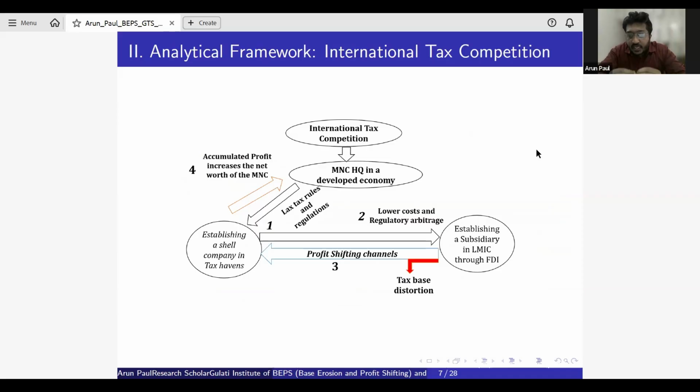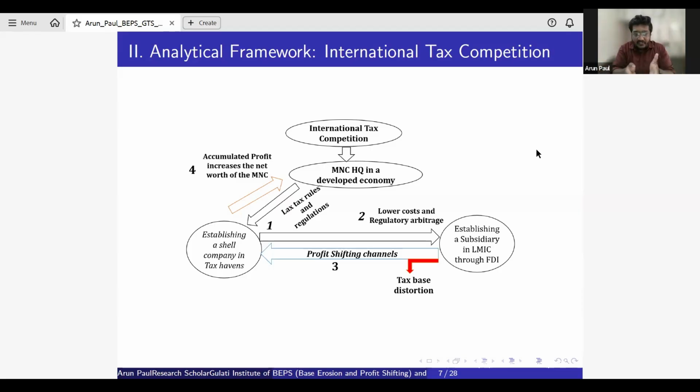There is international tax competition where countries all around the world adjust their corporate tax rates to attract more FDI. So there is an MNC headquartered in a developed economy, and they establish a shell company in tax havens using the lax tax rules and regulations. That shell company has a subsidiary in lower middle income countries through FDI investment, and through three profit shifting channels, that is transfer pricing, royalty payment, and interest payment, profit is repatriated to the shell company, which will increase the accumulated profit of the consolidated balance sheet of the company, which will ultimately increase the share value of the company globally. But the tax base of the lower middle income country is distorted.